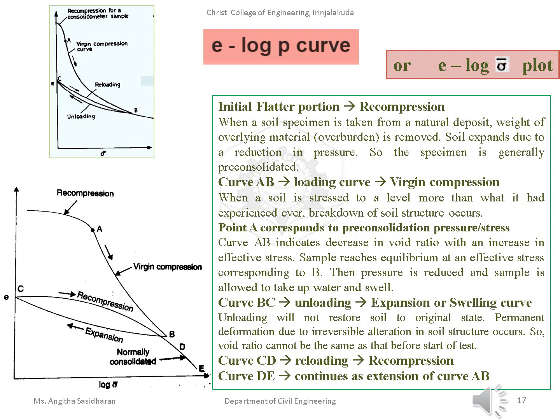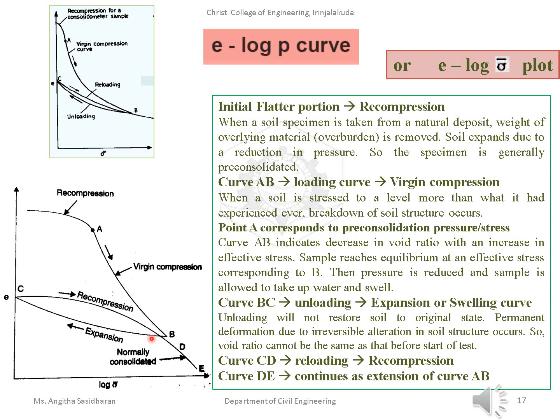Then the point A corresponds to pre-consolidation pressure or stress, and the curve AB indicates a decrease in void ratio with an increase in effective stress. It is very clear from the graph itself. And the sample reaches equilibrium at an effective stress corresponding to B. Then if you are reducing the pressure, if you are unloading it, this part is representing the unloading.